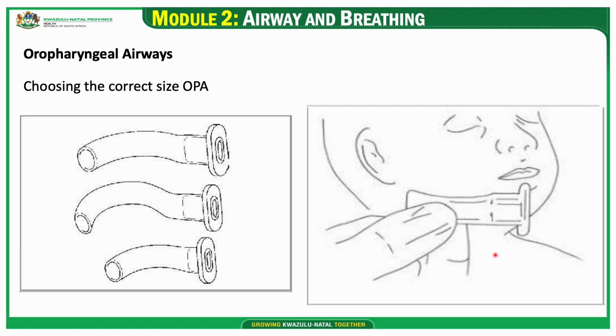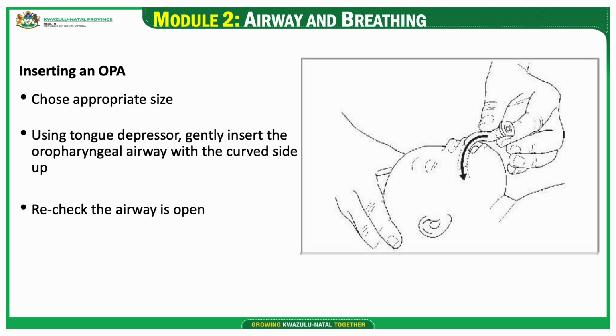So how we measure this: we measure using the OP airway from the middle of the mouth to the angle of the jaw, with the OP airway facing the patient, as demonstrated in this picture. And then once you've chosen the right size OP airway, you can insert it into the mouth in the same direction as it sits in the mouth. So there's no need to be rotating the OP airway once inside the mouth. Once you've chosen all these things, you can then manually ventilate the patient.